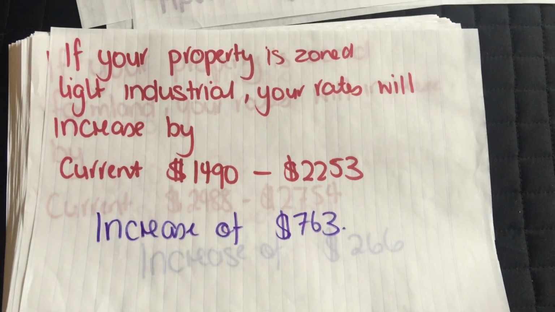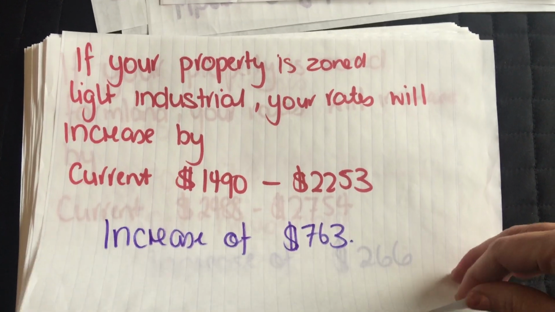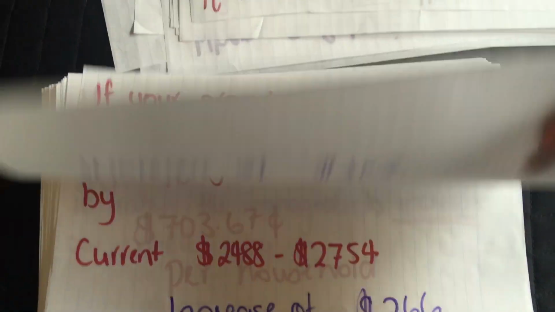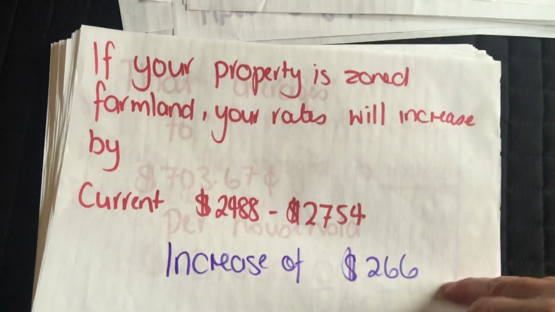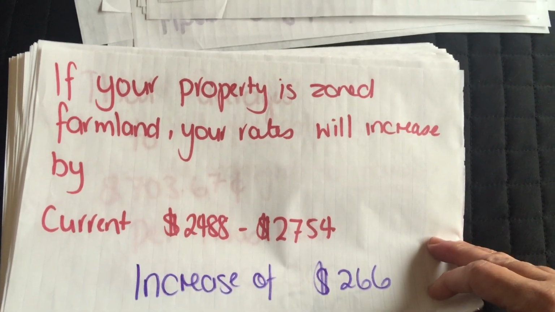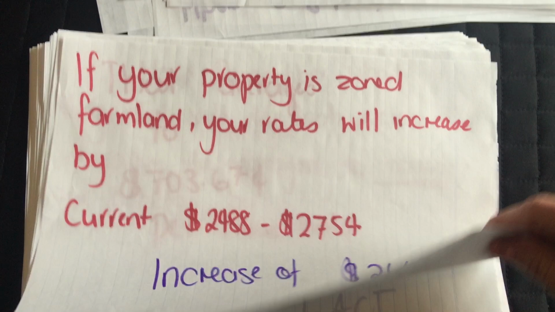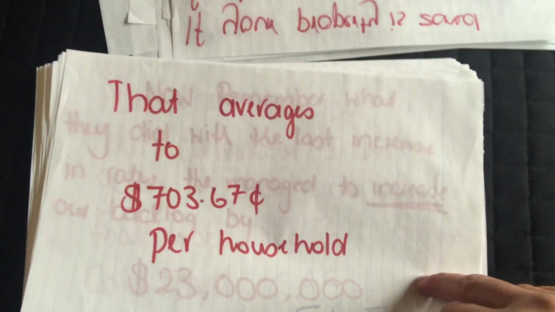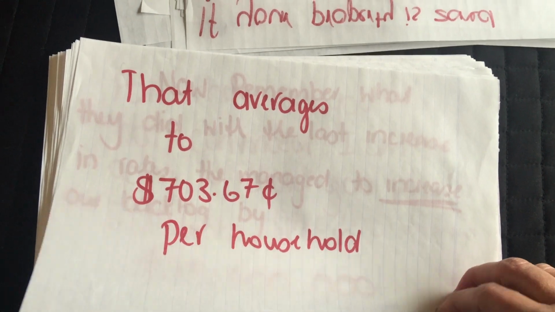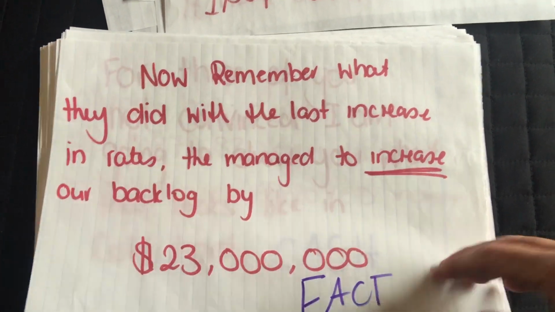If your property is zoned light industrial, your rates will increase by $14.90 to $22.53. That's an increase of $7.63. If your property is zoned farmland, your rates will increase by $24.88 to $27.54. That's an increase of $266. That averages to $703.67 per household.